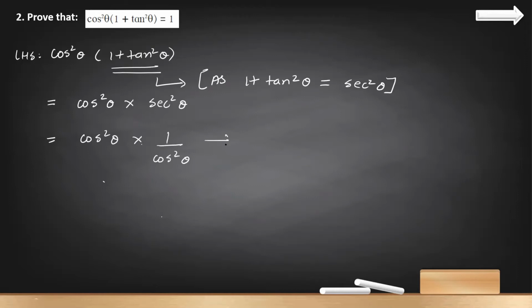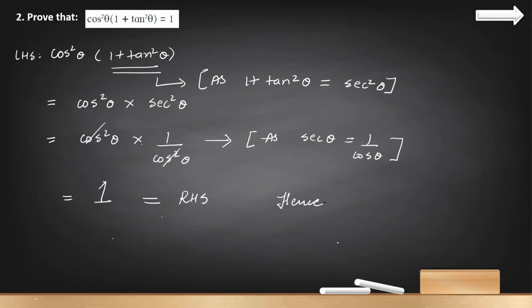Yes. So here also you can give a reason as sec theta equal to 1 upon cos theta. So sec square theta is equal to 1 upon cos square theta. Cos square theta gets cancelled. The answer you are left with is equal to 1, which is equal to your RHS. Hence, proved. Okay, quite easy questions, very easy questions.